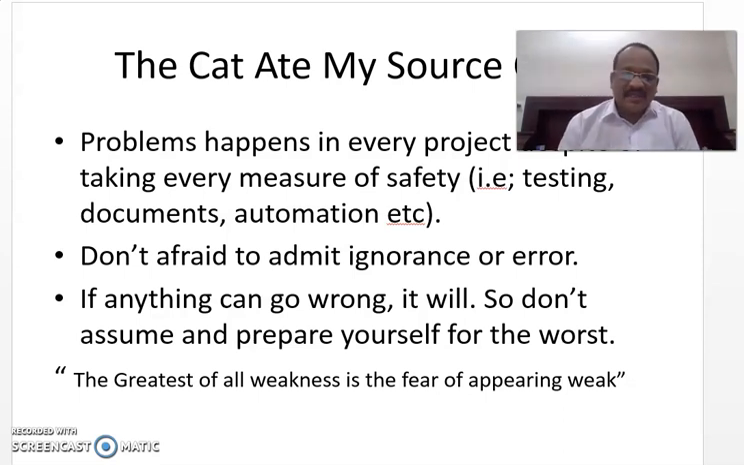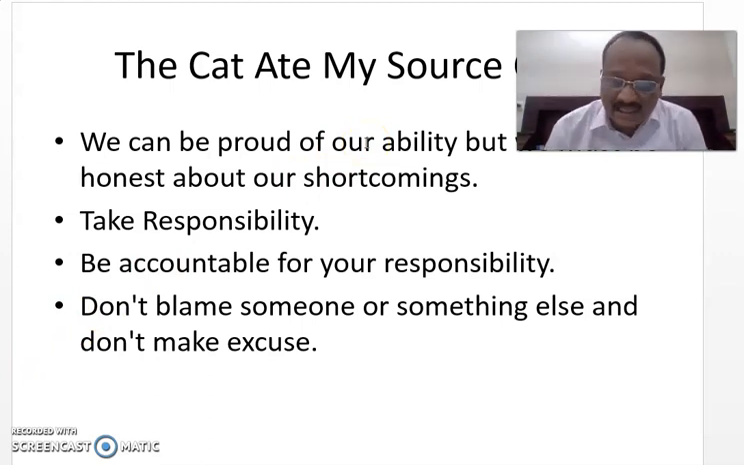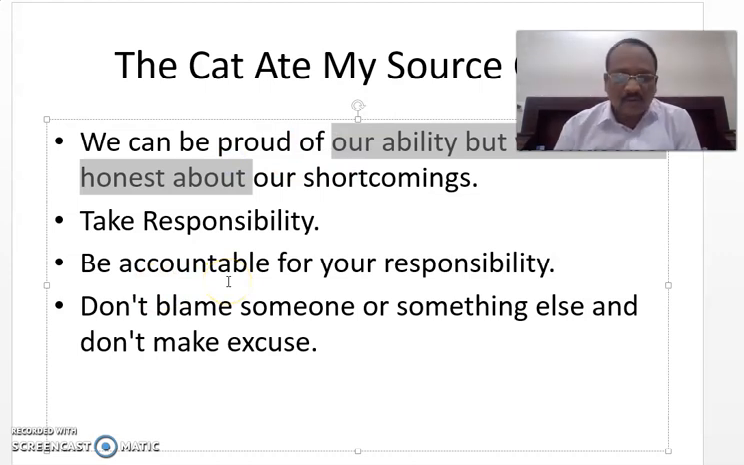That wording itself is self-explanatory. The greatest of all weaknesses is the fear of appearing weak. Otherwise, no weakness. Then we can be proud of our ability, but we must be honest about our shortcomings. You can be proud of your abilities, expertise, knowledge, but at the same time, we must be honest about our shortcomings. We should know our problems, then try to improve on them.